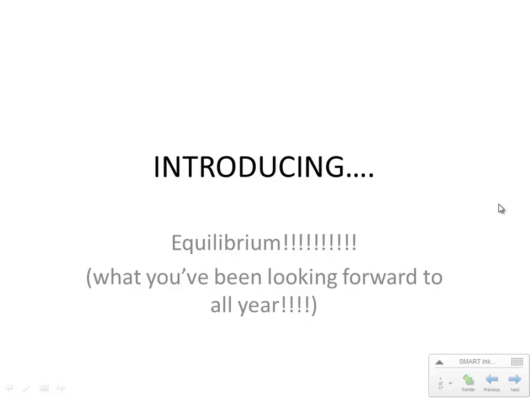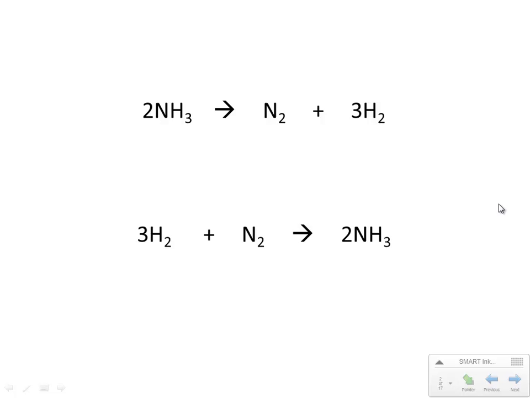If I asked you to predict the products of the decomposition of ammonia, I would hope that you would write something like this. Additionally, if I ask you to write a synthesis reaction for the combination of nitrogen gas with hydrogen gas, I would hope that you would write something like this. So as you can see, when you have ammonia, nitrogen, and hydrogen, both a decomposition reaction and a synthesis reaction are possible. The reaction that actually occurs depends on which reactants you have.